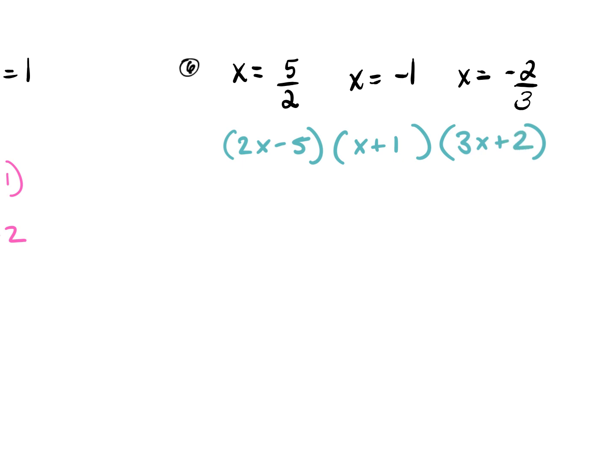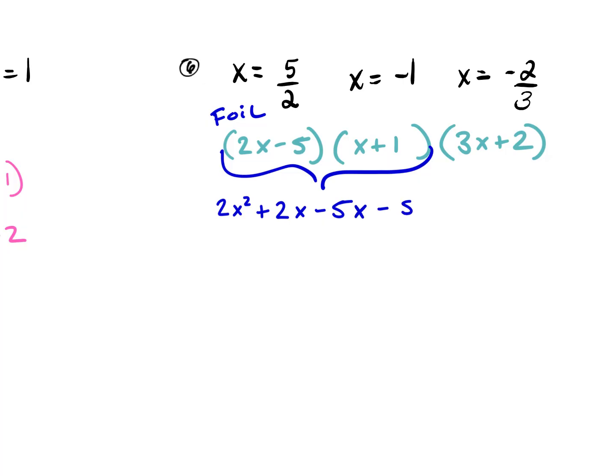Now you can't FOIL all 3 of these together, so we're just going to start by multiplying 2 of them. We'll get an answer, and then we'll multiply the third one to it. So let's FOIL these 2 together first. What's 2x times x? 2x squared plus 2x minus 5x minus 5. When we combine like terms, what do we get? 2x squared minus 3x minus 5. Awesome.